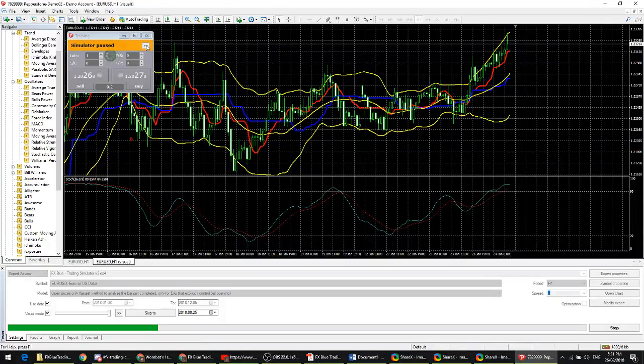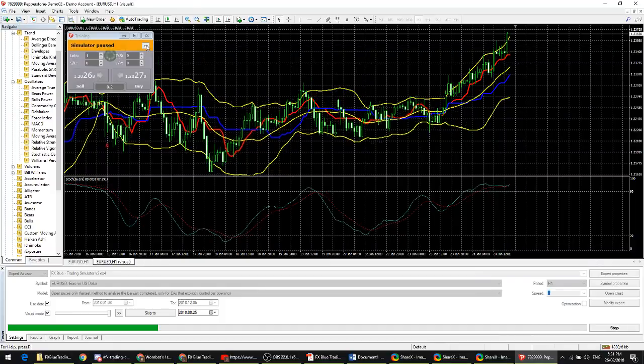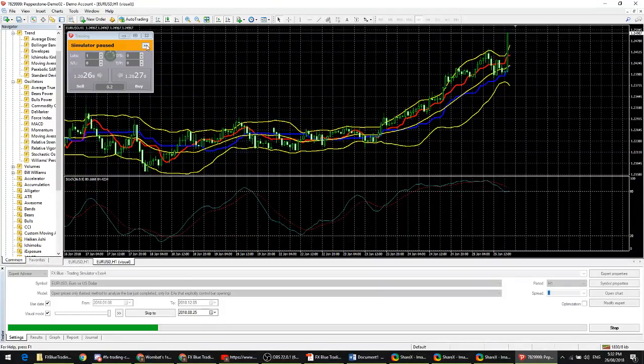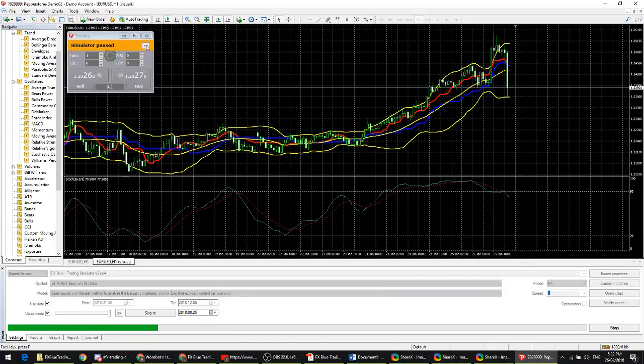So now we're looking for a short, but it looks like the market's going up, so we mightn't get one. So let's wait and see what happens. Up it goes, up it goes, up it goes. It's a bit of a shame, isn't it? Alright, so let's have a look.